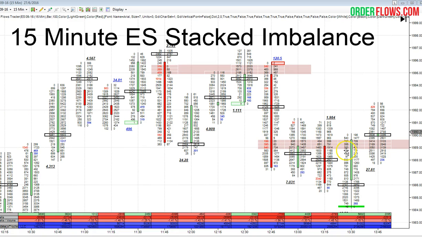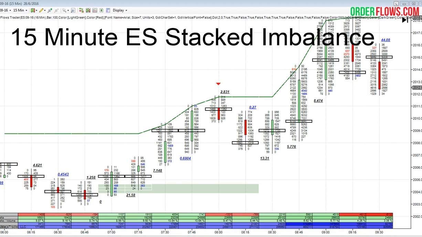And then you've got another stacked imbalance here. We just sort of go sideways around it. This was the price rejector, which I talk about a little bit on the website. The price rejector is giving you a buy here. Again, we're going up. Let's look at another chart.